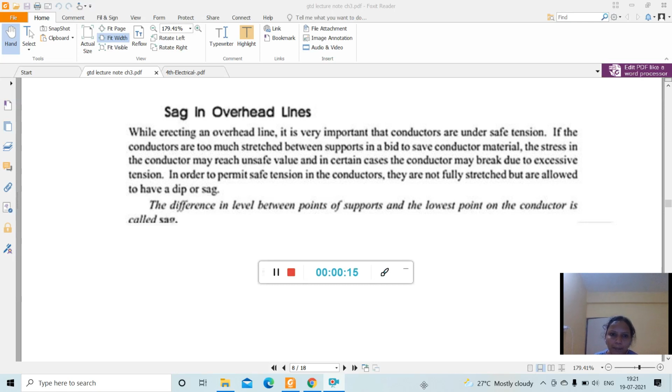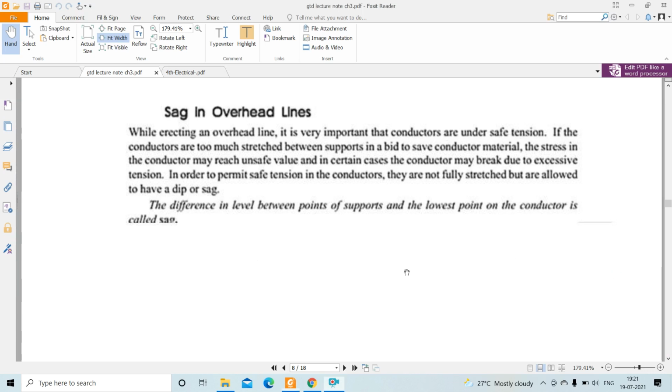So today our topic is the sag in overhead lines. What is sag, how it happens, how to calculate sag, what are the conditions of sag. These are all we will study in today's session. So let's continue.